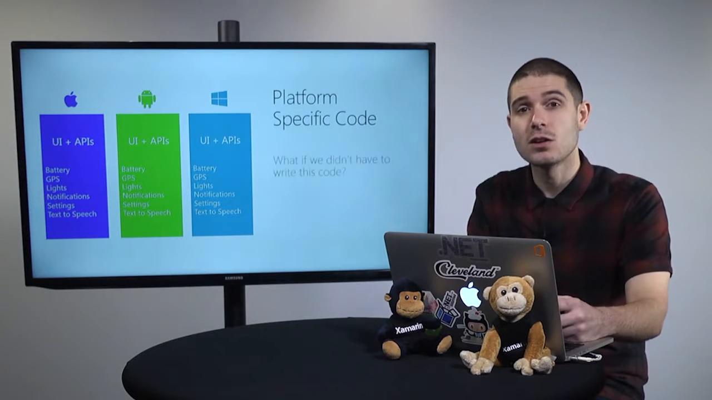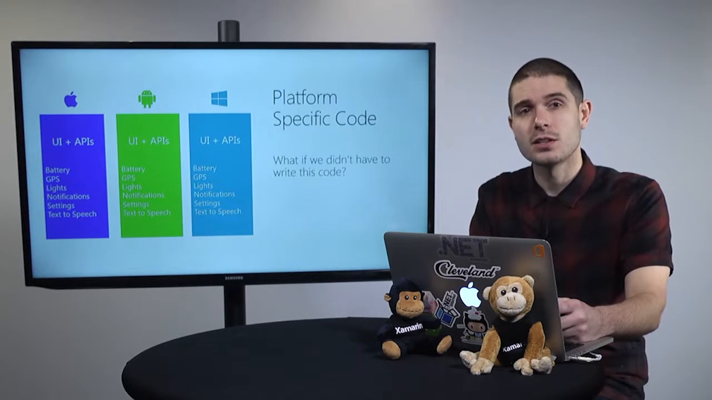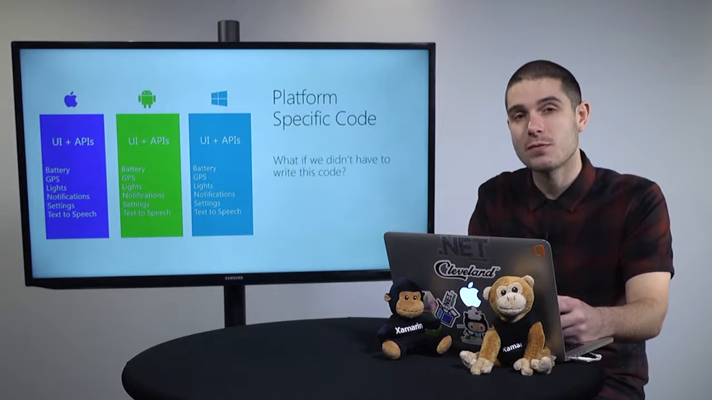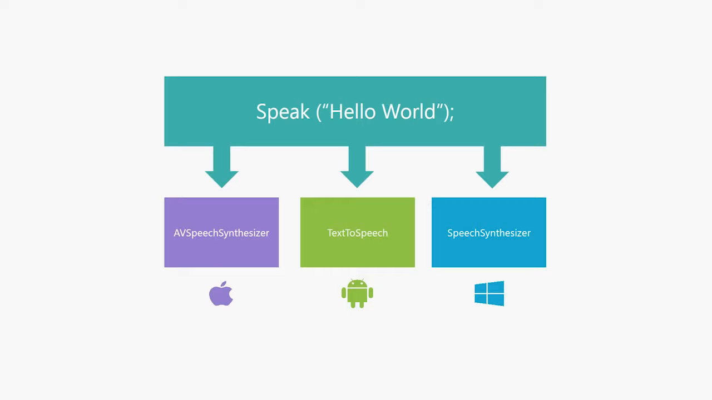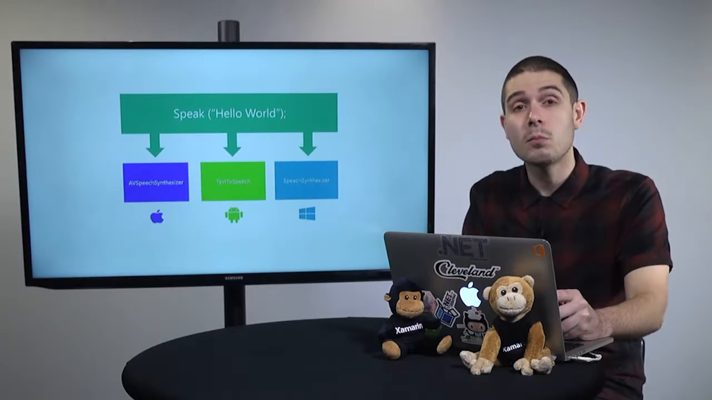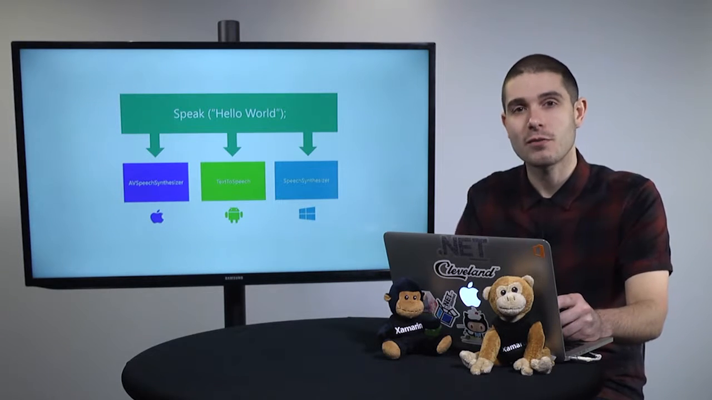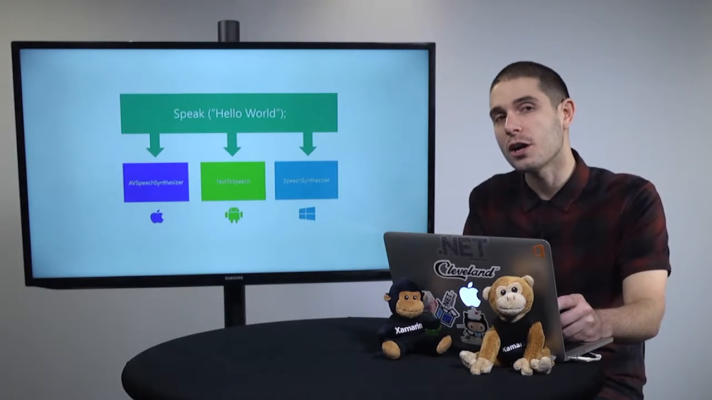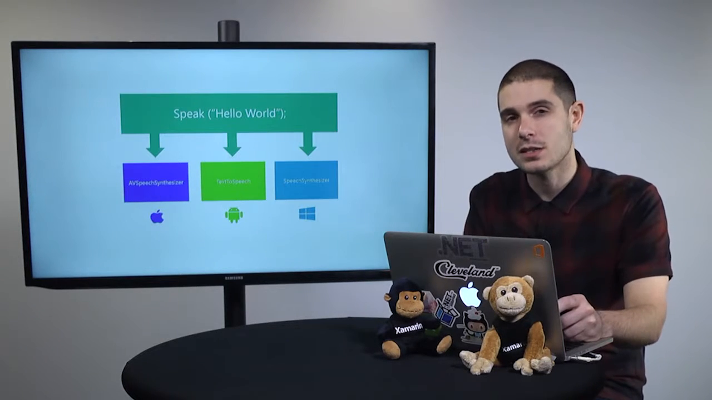And we said, hey, what if you, as a developer, didn't have to write all of this code, didn't have to learn the iOS or Android specific APIs? And what if you could access GPS, for instance, from your shared code? That would be a much more enjoyable development experience. So let's say, for example, you want to use text-to-speech. Well, the API that you would love to have is speak, and you pass it a string of hello world. Then under the hood, it should call AV speech synthesizer, text-to-speech, or speech synthesizer on Windows.